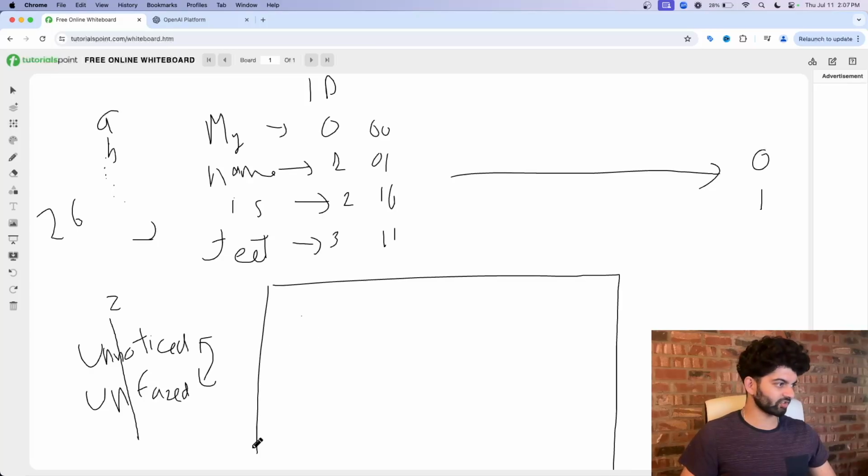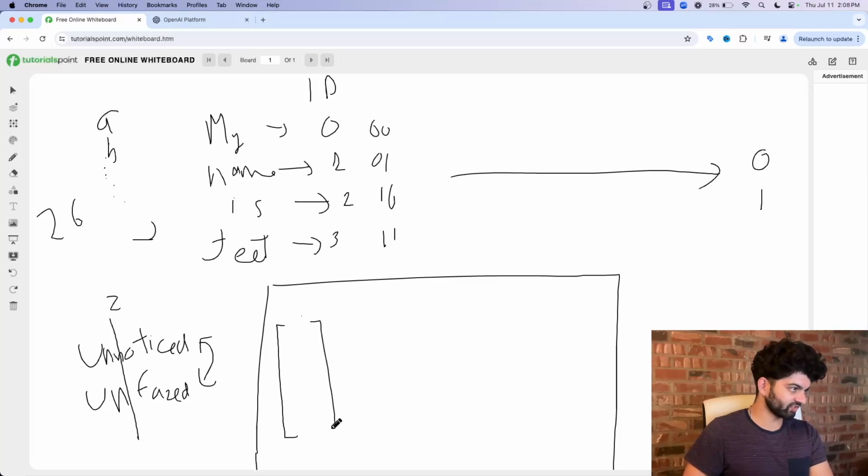The way this actually works is, assuming that I have this right here, I'm going to represent it with a matrix. So to not confuse you, this is the same thing: my name is Jeeth.